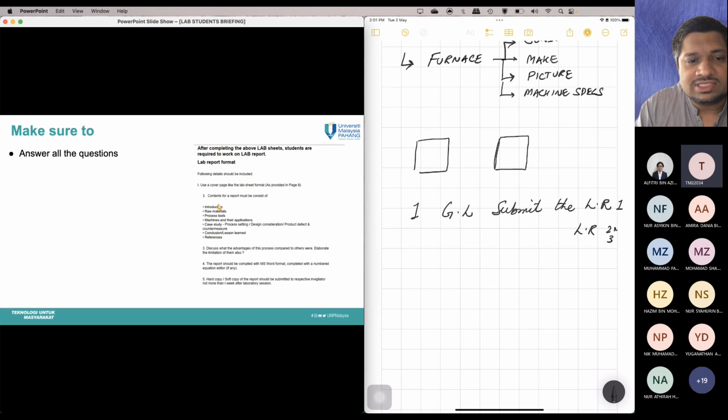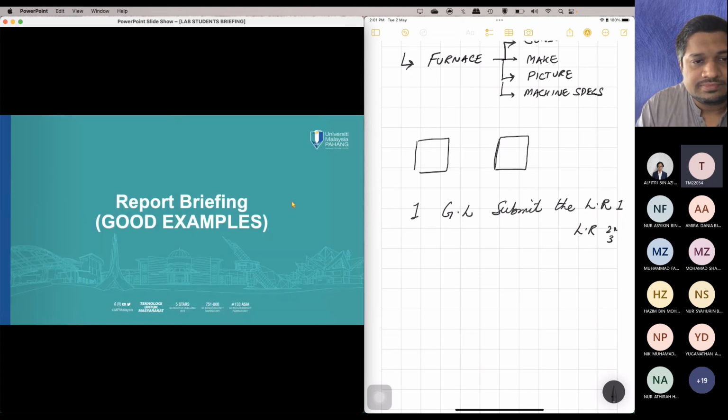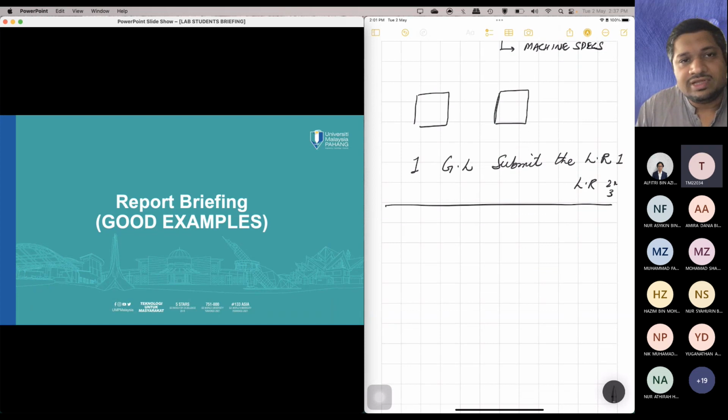Make sure you answer all the questions which are given in the lab sheet. So this was a briefing on the lab sheets which are given to you, so that you can print and fill them and get a signature from the PIC or JP.